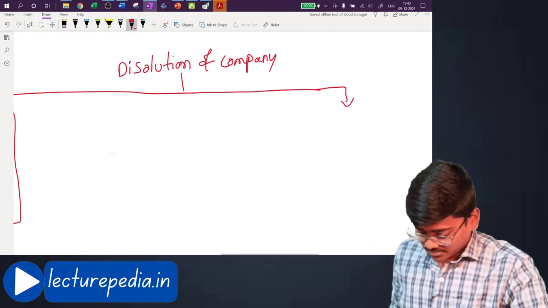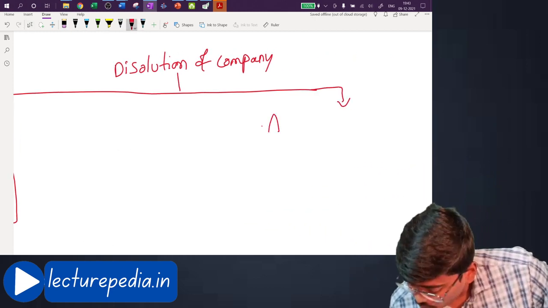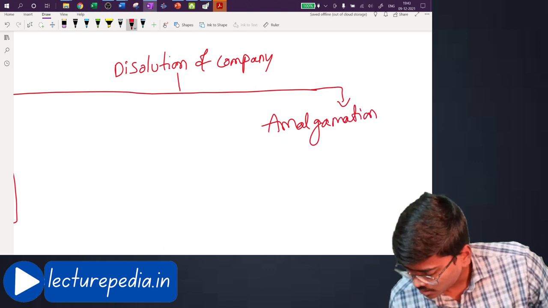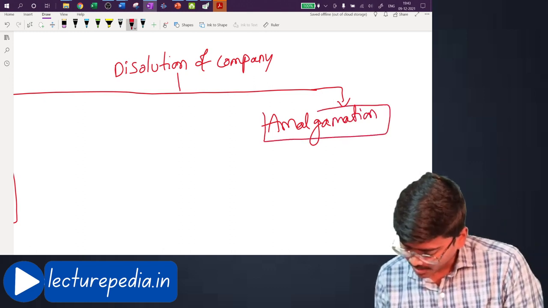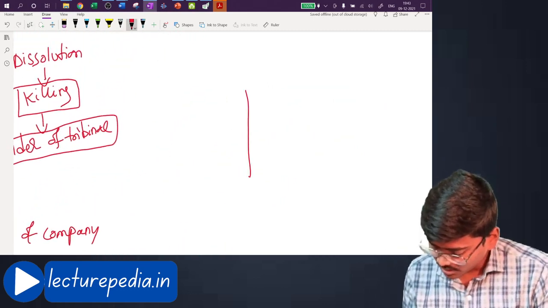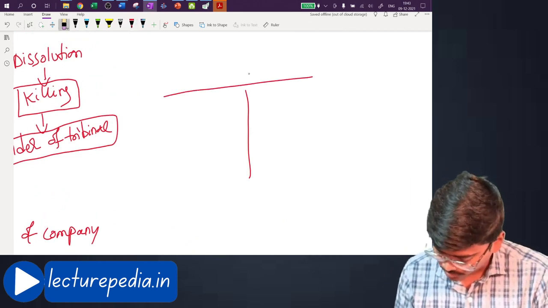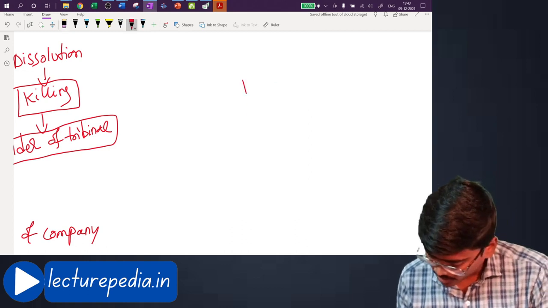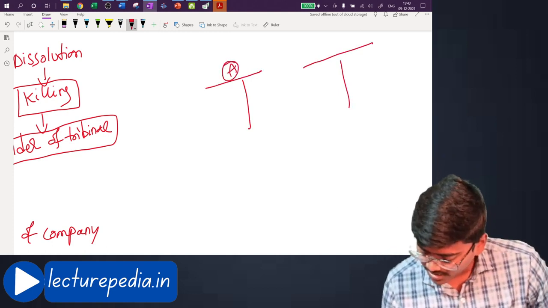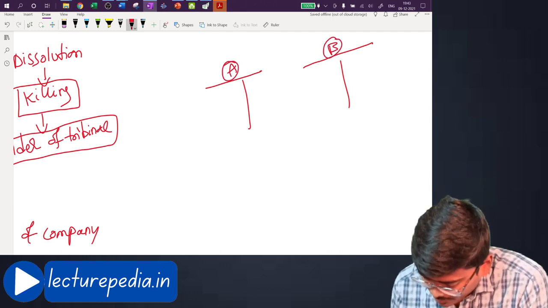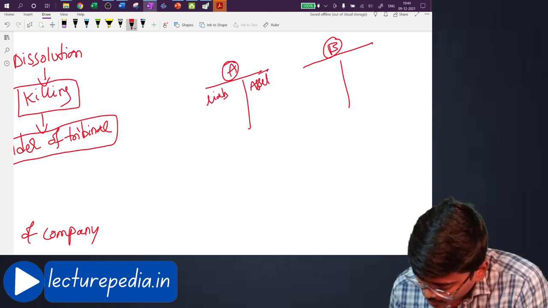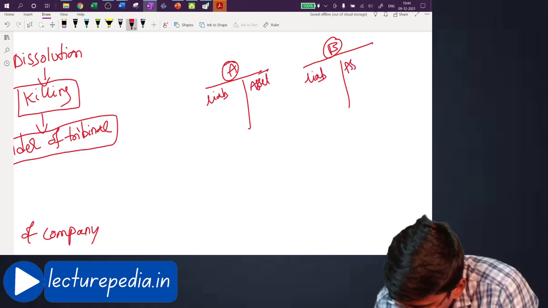And the second process is through amalgamation. Through amalgamation, how is it possible? See, in amalgamation, what will happen? There will be two companies, A Limited and B Limited. In our example, A Limited is taking over B Limited. A Limited will be having its liabilities and its assets. Even B Limited will also be having its liabilities and its assets.